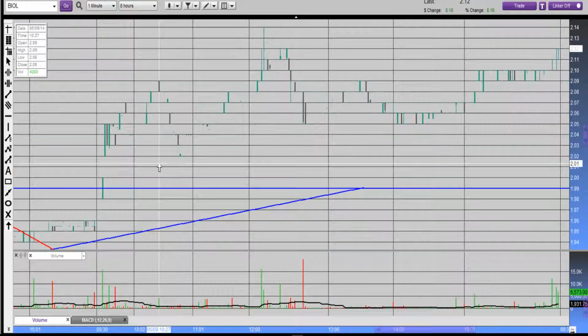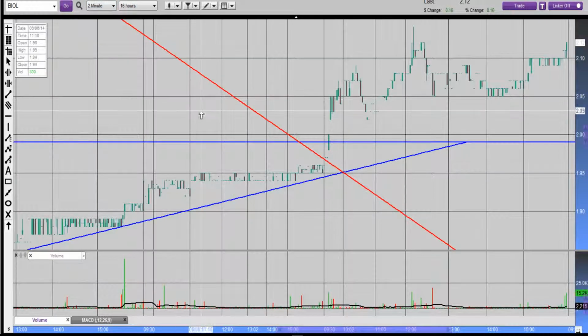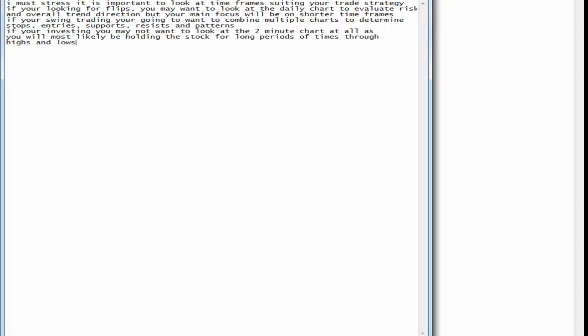The shortest time frame chart I use is a 2-minute chart. As you can see in the 1-minute chart, it's very choppy and you can't really see what the trend is doing. So if you go to the 2-minute chart, it's a lot easier and more clear to read. I must stress that it is important to look at time frames suiting your trade strategy. If you're looking for quick flips, you may want to look at the daily chart to evaluate risk and overall trend direction, but your main focus will be on the shorter time frames.